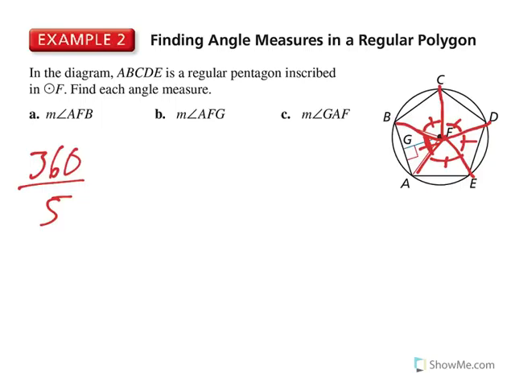And so when we do that, 360 divided by 5, we're going to get 72 degrees. And so our first answer here is going to be 72 degrees.